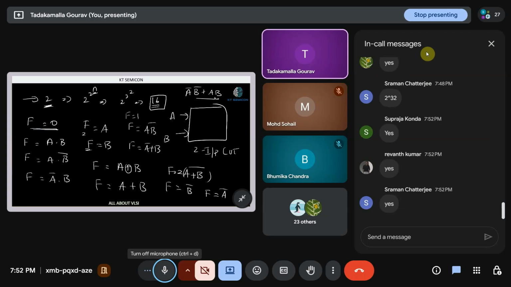Yes, exactly. Now, let's say we are going to have a three variable function, or three input LUT. How many possible combinations are we going to have? 2 power 2 power 3, that is 2 power 8, so total 256, if I'm not wrong. Yeah, so a total of 256 possible Boolean functions you can implement. So this is how powerful a simple LUT is. Using a simple LUT, you can implement this many functionalities.